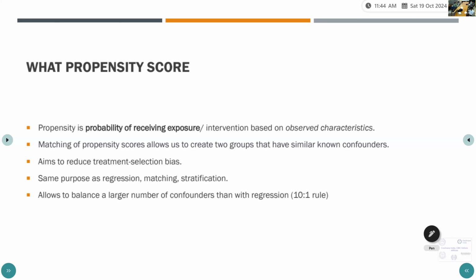Propensity score analysis aims to reduce treatment selection bias, and it has the same purpose as logistic regression, matching, or stratification for known confounders. What it allows us to do additionally is balance a large number of confounders, more than with regression. Like sir had mentioned, there is a 10:1 rule. So we need to have 10 bad outcomes for each variable that we are trying to adjust for. If you do not have a large number of outcomes, propensity score analysis may be helpful.